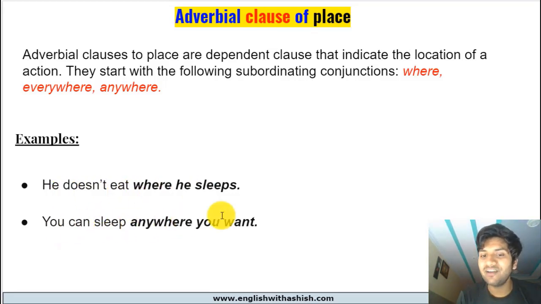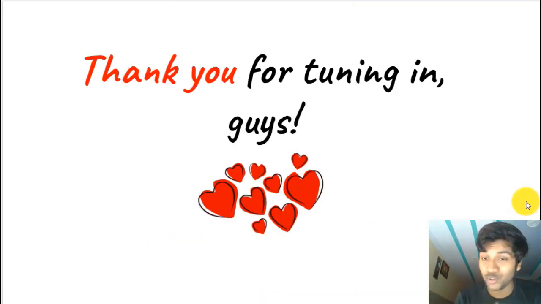You can sleep anywhere you want. You can sleep, but where? Anywhere you want. So anywhere you want is a dependent clause that's working as an adverb of place because it's modifying the verb and talking about the place of the action. So these are adverbs of place. I'm pretty sure now you know what adverbs of place are: different types of adverbs of place, adverb phrases of place, and adverb clauses of place. I hope everything is clear.